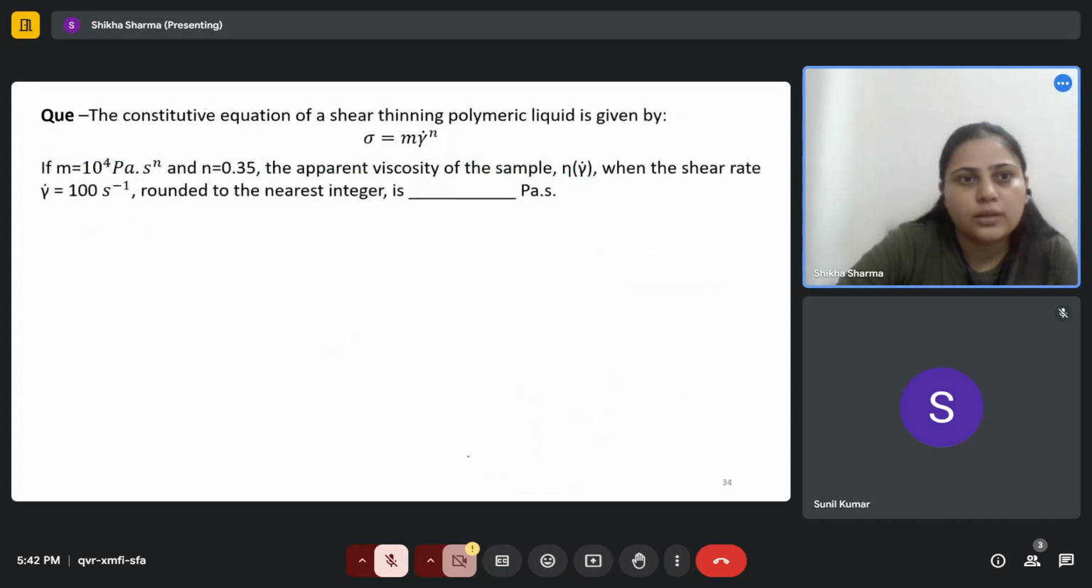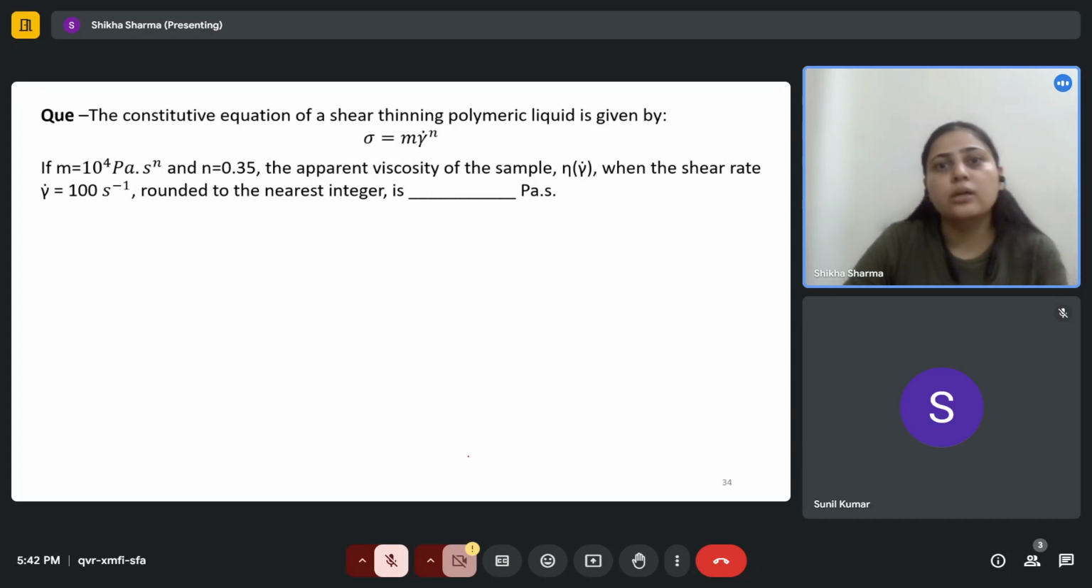So let's move to the next question. The constitutive equation of a shear thinning polymeric liquid is given by sigma equals m times the rate of shear to the power n. If m equals 10 to the power 4 Pascal second to the power n and n is 0.35, we need to calculate the apparent viscosity when the shear rate is 100 second inverse.